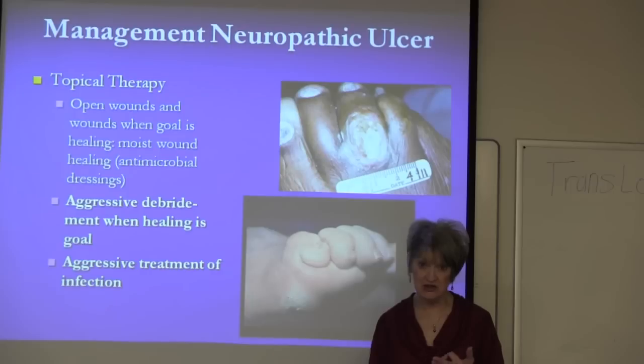So every time you change the dressing, you're going to be very carefully assessing that wound for any evidence of infection, and you're going to remember that diabetics can have compromised immune function. So it might not be bright red. If you see a faint halo of erythema extending more than 2 centimeters from the wound edge, you're going to treat that patient for invasive infection.